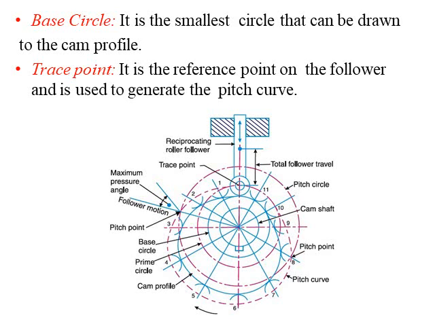Next definition is the trace point. The trace point is the reference point on the follower used to generate the pitch curve. If you take the case of a knife edge follower, the tip of the knife edge represents the trace point, and the pitch curve corresponds to the cam profile. In the sketch here, we have a roller follower, so the center of the roller represents the trace point.